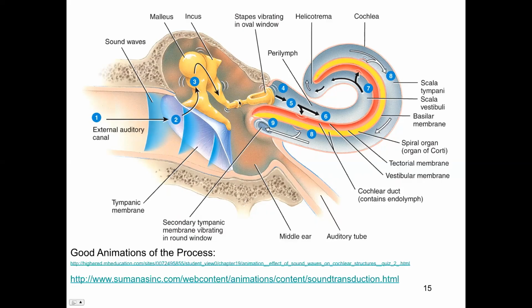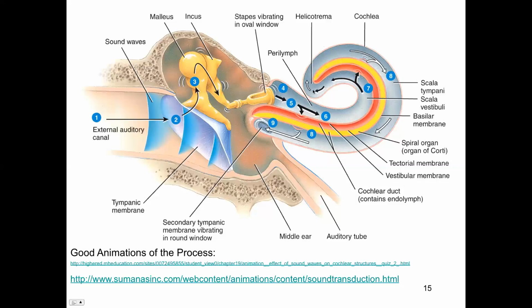it vibrates or moves the oval window. And there's a fluid in this cochlea, all right? There's two different types of fluids. But basically, this fluid is going to start to move. We're going to get waves in this fluid. And this part of the cochlea is called the vestibular canal. Now, you can see that this goes around to this side. It really is connected.